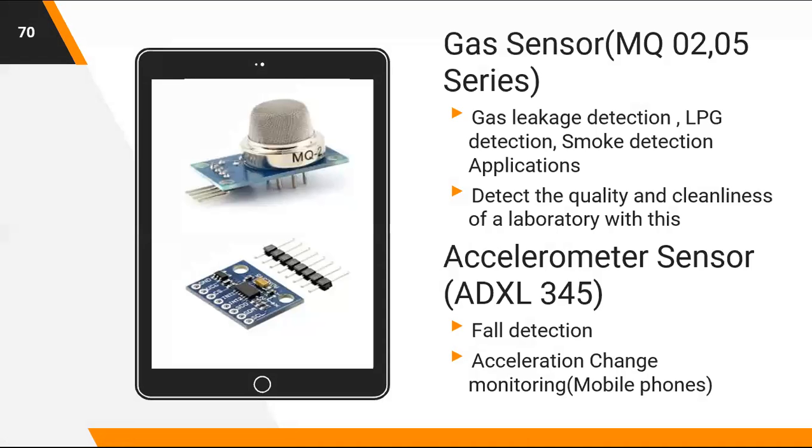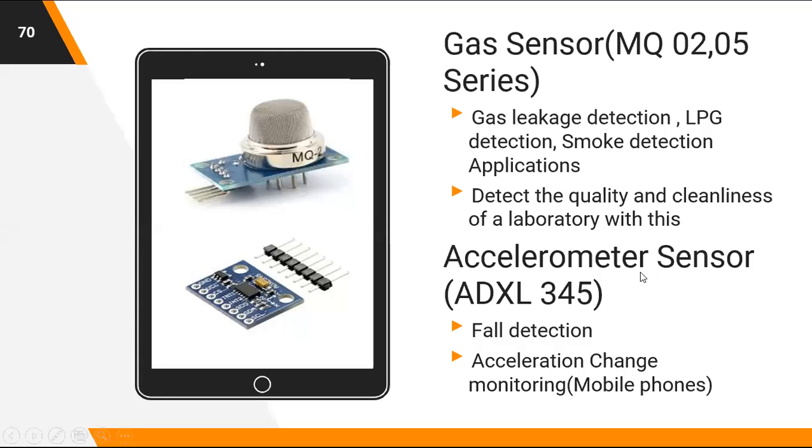Next kind of sensor, we call it the MQ series. That is the MQ-02/05 series. The image is here. We call this a gas sensor. What is the purpose of this kind of sensor? It is used for identifying gas leakage and LPG detection. If there is any smoke detection in industry, all these things can be analyzed using this series of sensors. Maybe one more example I'll give: it is used to test the quality and cleanliness of laboratory equipment inside any laboratory. For this also you can use this kind of gas sensor.